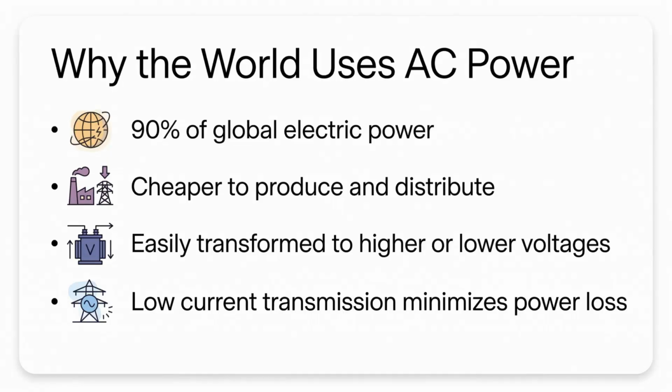You might wonder why we use AC instead of DC for most things. In fact, about 90% of all electric power consumed globally is AC. This is primarily because it is incredibly versatile and much cheaper for power companies to produce and distribute over long distances. By using transformers, AC voltage can be easily stepped up for efficient, low-current transmission, which minimizes power loss, and then stepped down for safe use in homes.